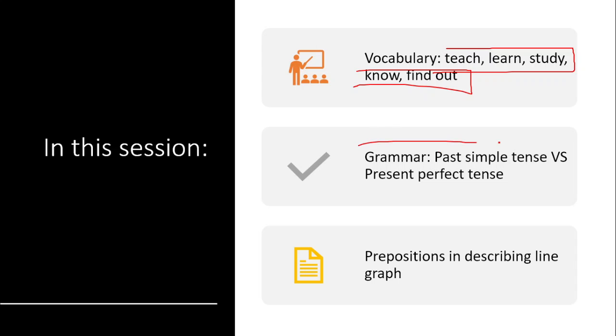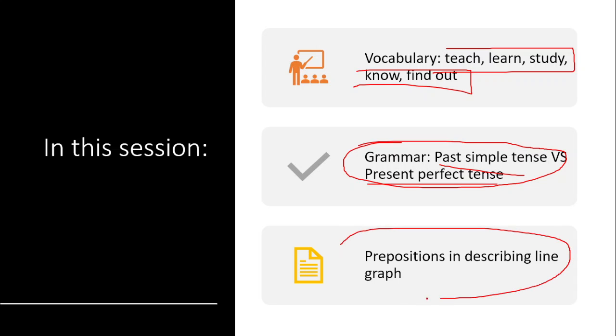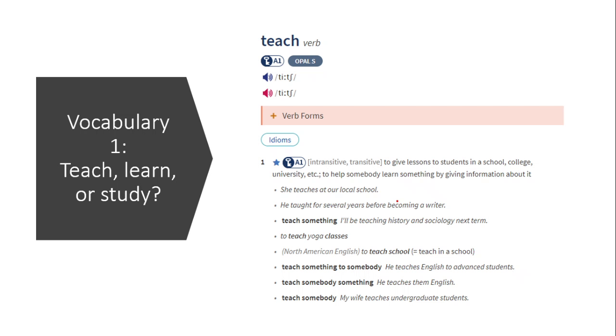After that, we will move on to grammar. We will learn when we use past simple tense and when we use present perfect tense. And after that, at the end of the session, we will talk about prepositions in describing line graph. What prepositions that we use with a certain time. Okay. Now let's go on to the first one.